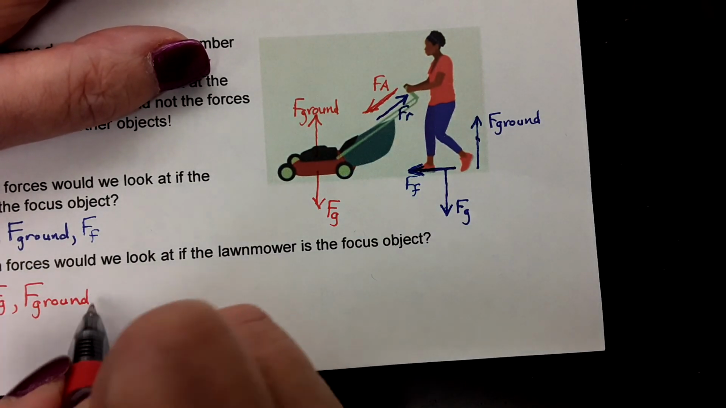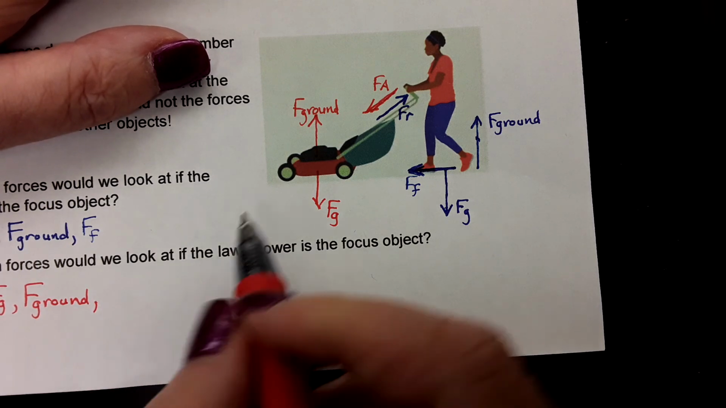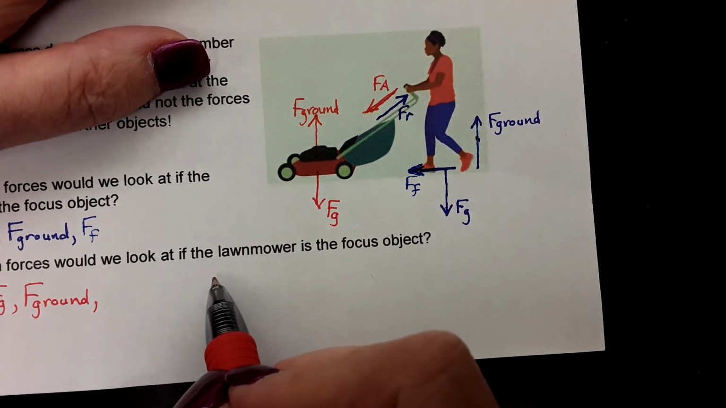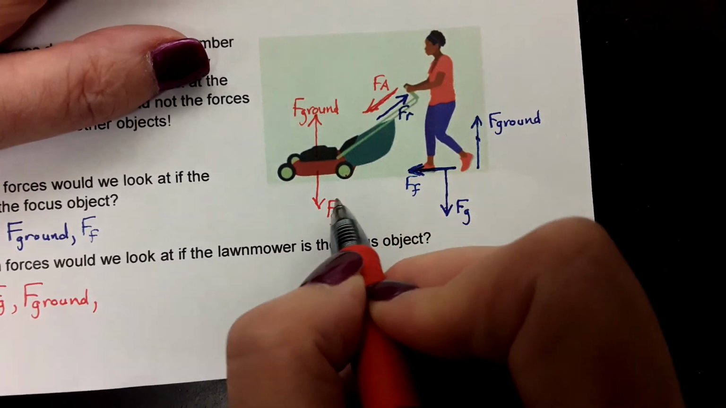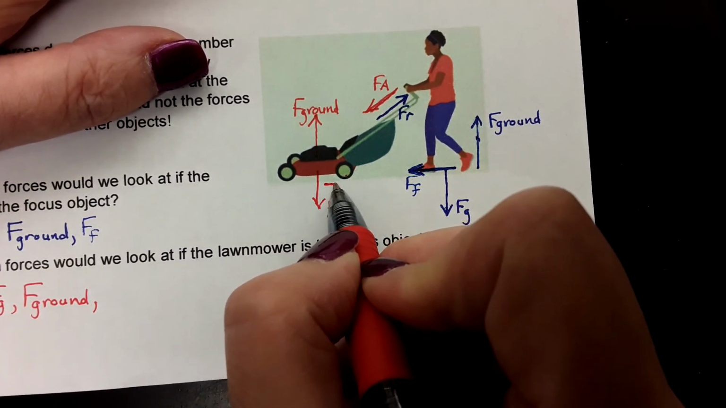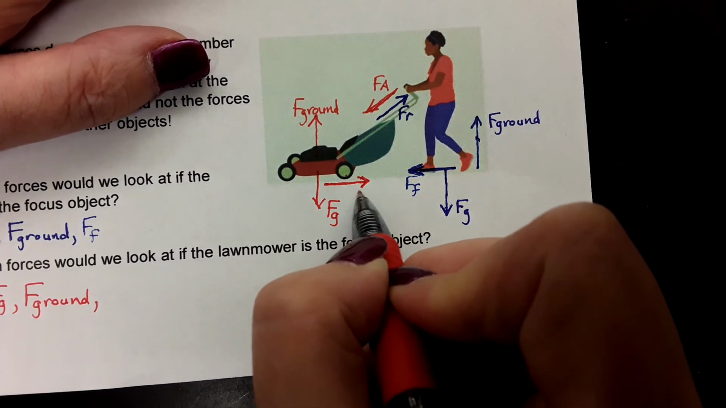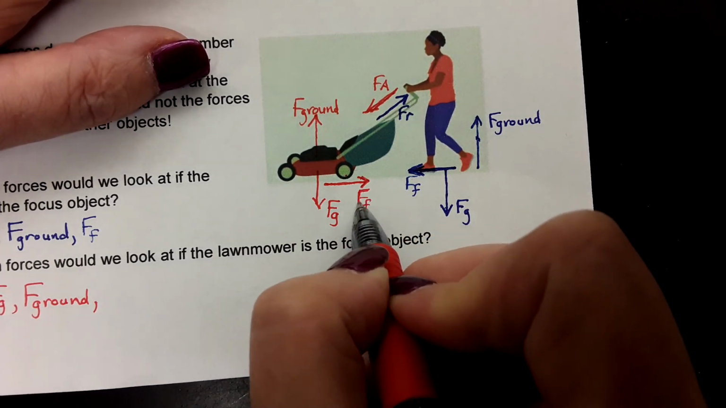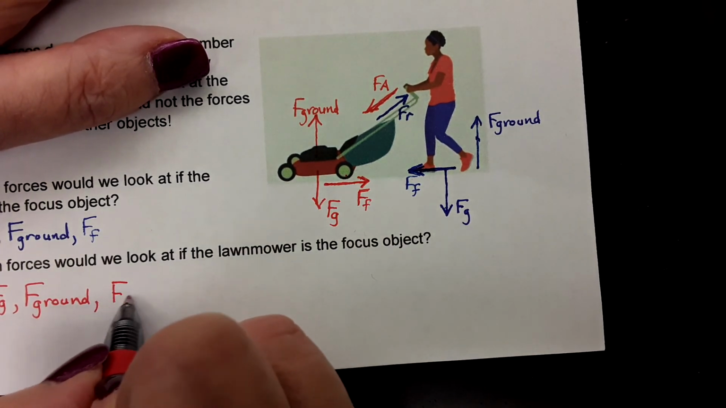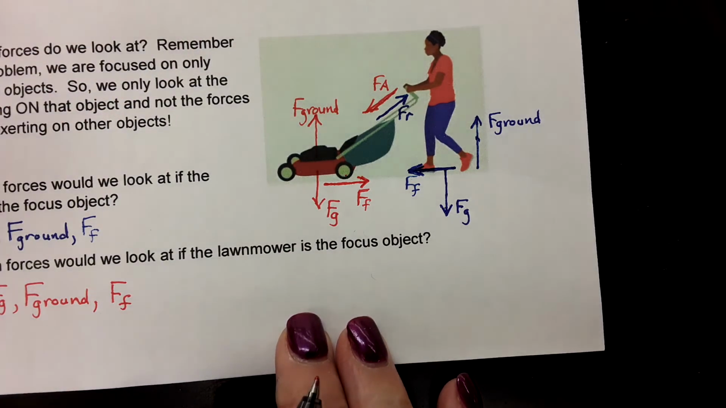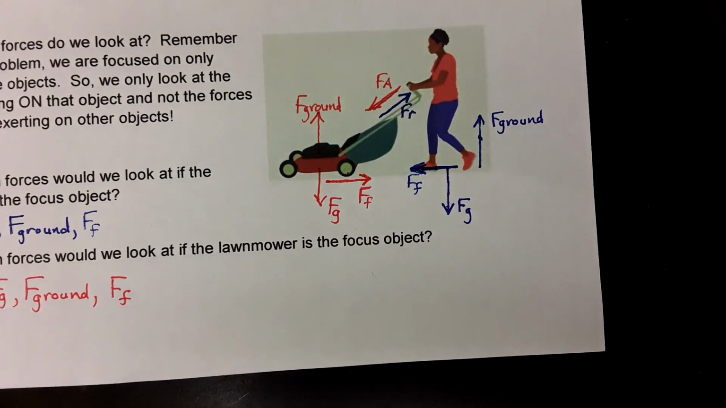Okay? Now, what else? Well, the lawnmower is moving forward and there's friction between the wheels and the ground. And that points opposite the motion when you're rolling. So there's the friction. And we add that. The friction is acting on the lawnmower, okay? So those are the forces acting on the lawnmower. We don't care about anything else if that's our focus object.